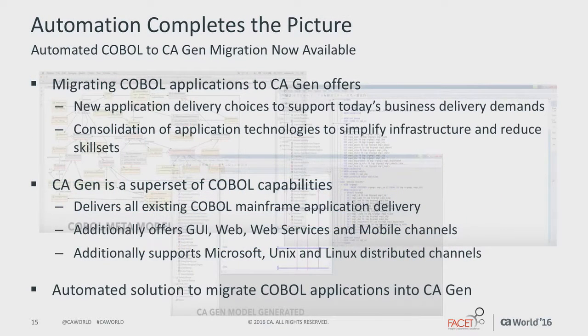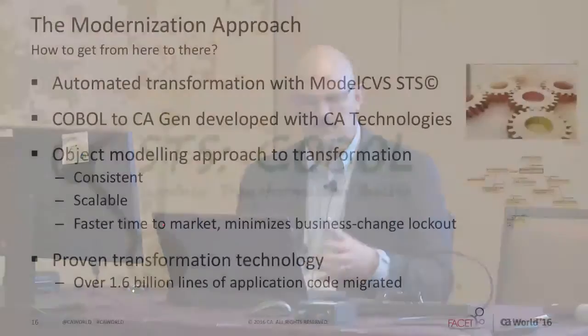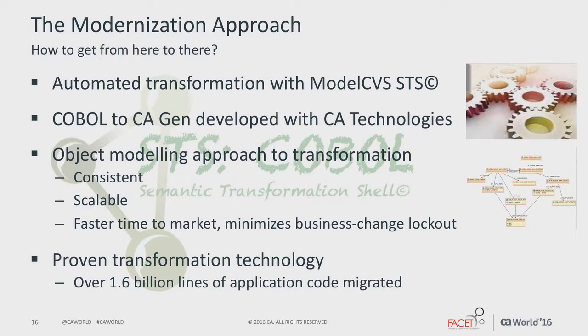This is where we come to the bit about being able to automatically complete the picture by moving COBOL into CAGEN via some technology that we're bringing online. We can take your COBOL applications, which have potentially limited options now for delivery, and move them into CAGEN, which gives us flexibility of target platforms, flexibility of delivery channels, and it also allows us to potentially consolidate these technologies into a single skill set and infrastructure stack. Gen is a superset of COBOL. You can cover pretty much everything that's in COBOL mainframe within Gen, and then you've also got those extra delivery channels and the ability to move to other deployment and target platforms in a distributed space. And this is basically an automated approach to that.